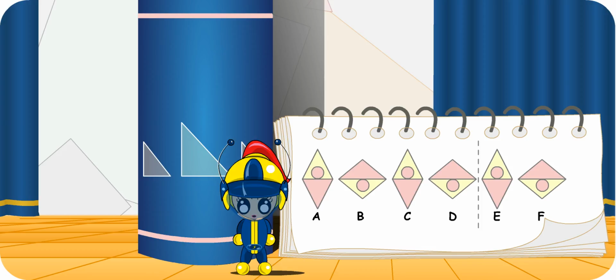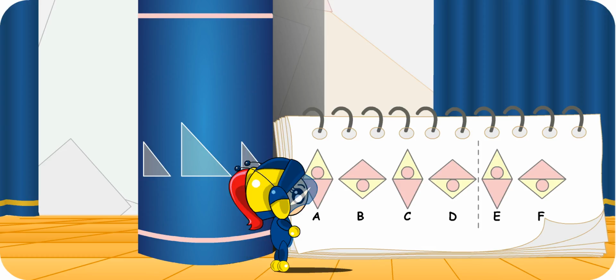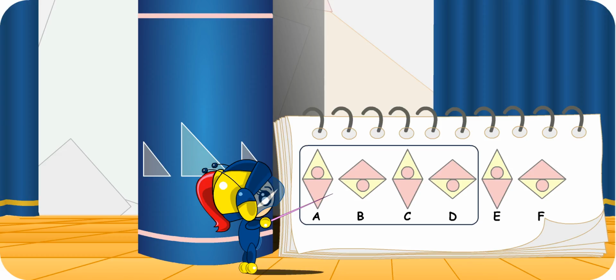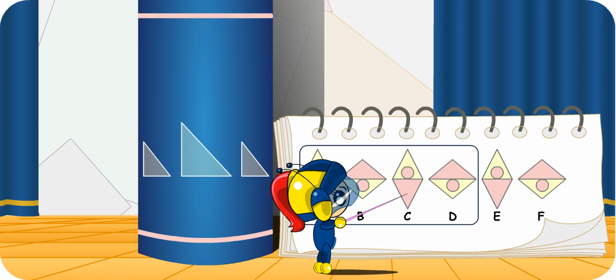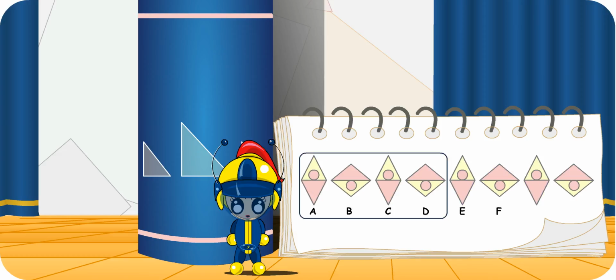I see. Can I try it again, teacher? Go ahead, Turbo Girl. There are two types of triangles and are arranged alternately. Since the shapes are repeated in groups of 4, the next shape should be this. It should be the same as C, and the following one should be the same as D. Impressive. You catch on real fast, Turbo Girl.